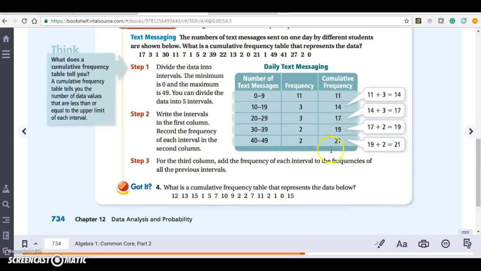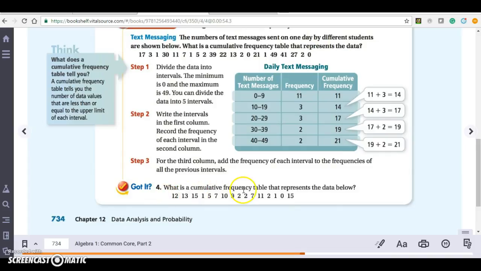So we have 21 total, and so there should be 21 total students that we're looking at. So we have 1, 2, 3, 4, 5, 6, 7, 8, 9, 10, 11, 12, 13, 14, 15, 16, 17, 18, 19, 20, 21. So we know we did it right. All right, so now let's do it on our own.